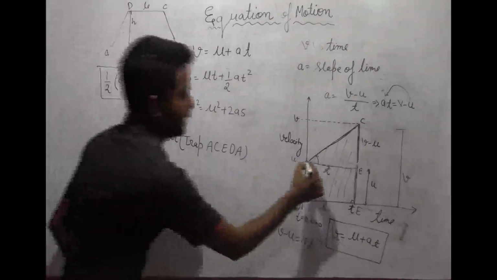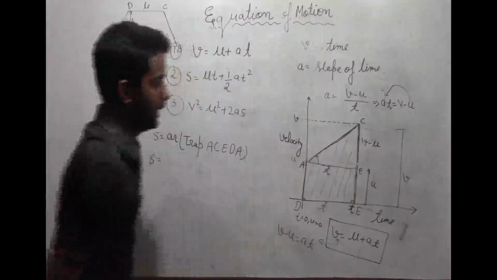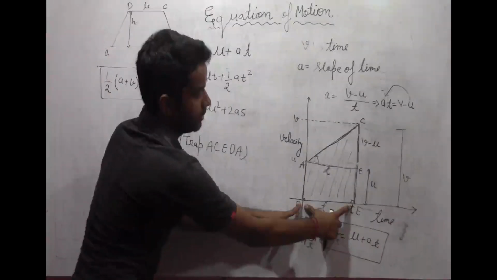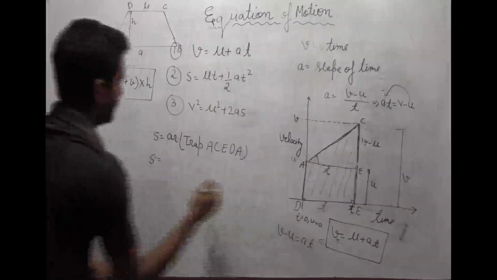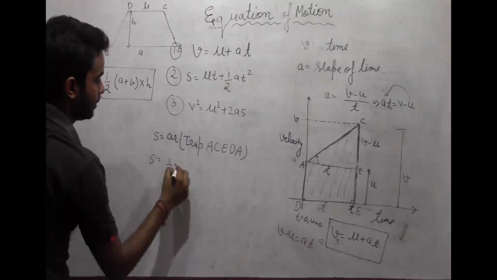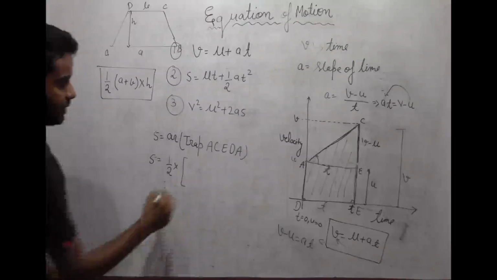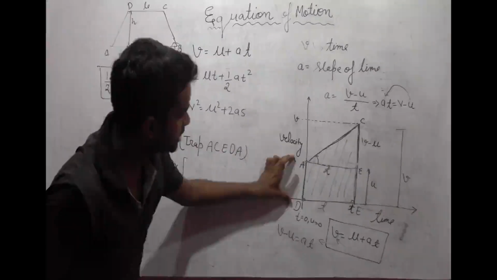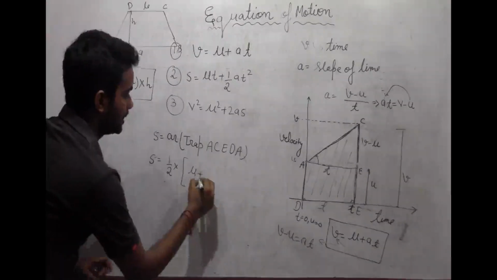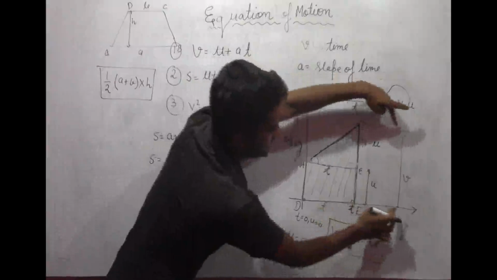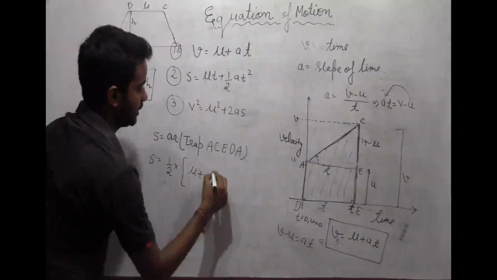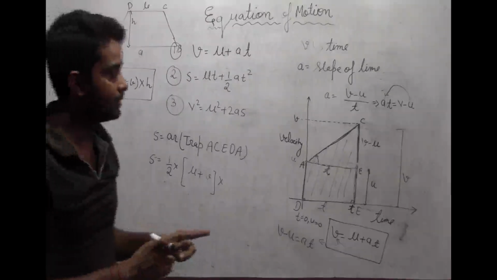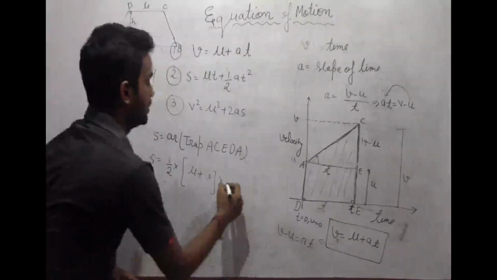Here is your trapezium. In this trapezium there are two parallel sides and this is your perpendicular distance. Then how can you calculate it? Half times of the sum of parallel sides, this side plus this side. What is the length of this side? This side is u, plus what is the length of this side? This is v. Into what is the perpendicular length between these parallel sides? This is t. Now into t.